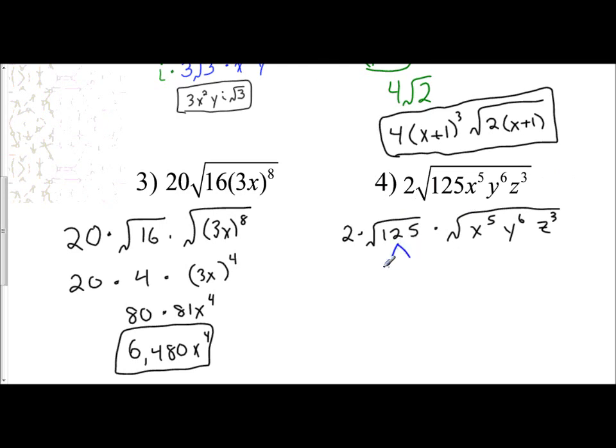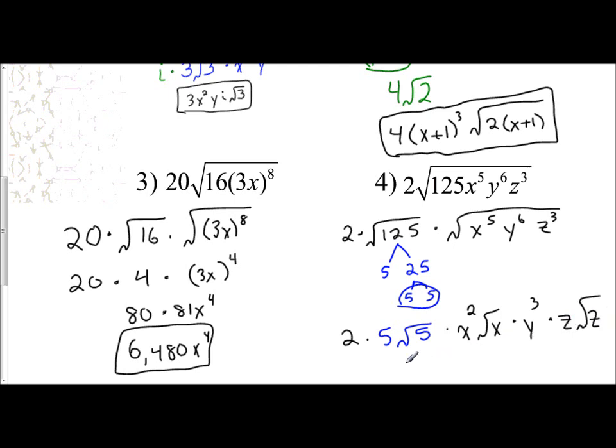125 is 5 and 25. 25 breaks into 5 times 5. So I have on the outside my 2. Radical 125 breaks into 5 square root of 5 because I have one more 5 remaining on the inside. And then I break apart x to the 5th, y to the 6th, z cubed inside the square root. Well, 5 divided by 2 is 2, so I can pull out 2 x's, so x squared, and there's going to be 1 remaining inside. 6 divided by 2 is 3, so all of them come out. 3 divided by 2 is 1, with 1 remaining inside.